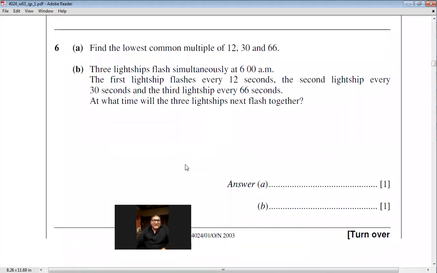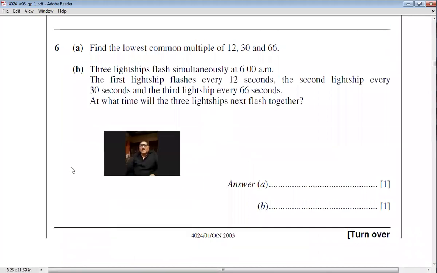That was a very easy question. You simply have to subtract. Okay. Find the lowest common multiple of 12, 30, and 66. Lowest common multiple means LCM. So we have to find out the LCM.